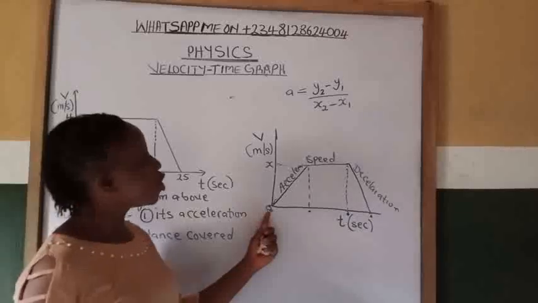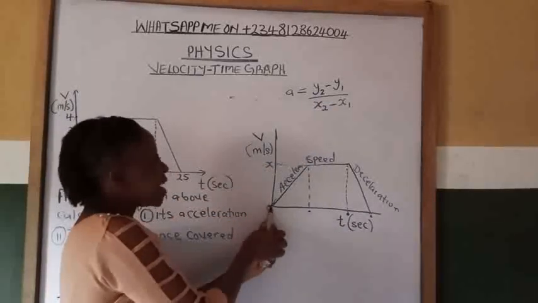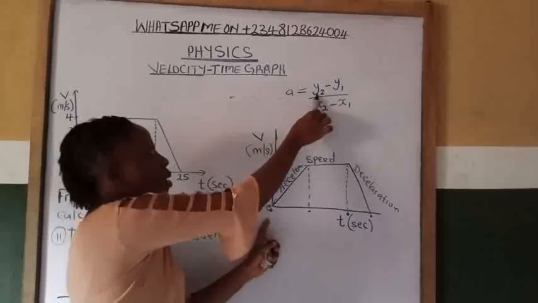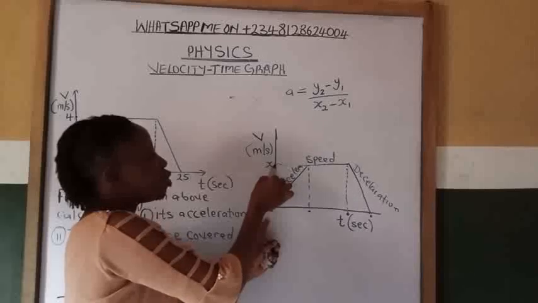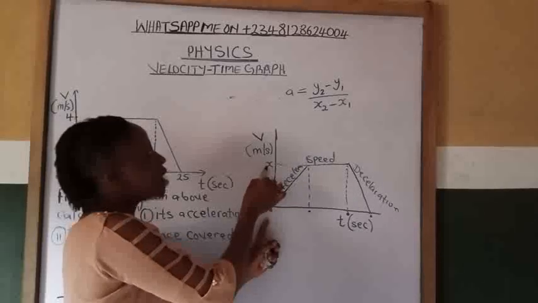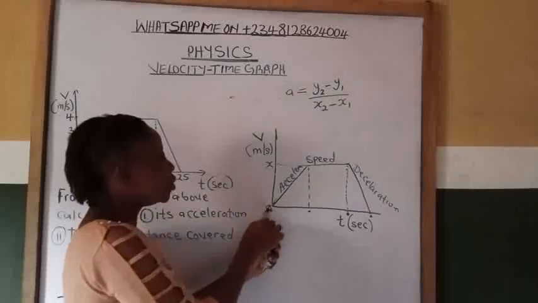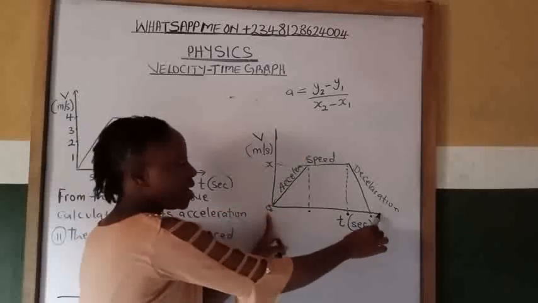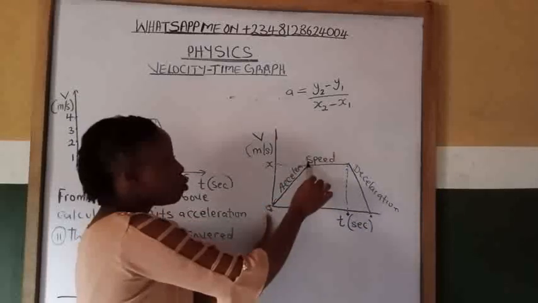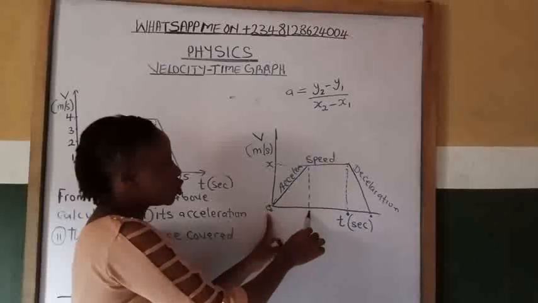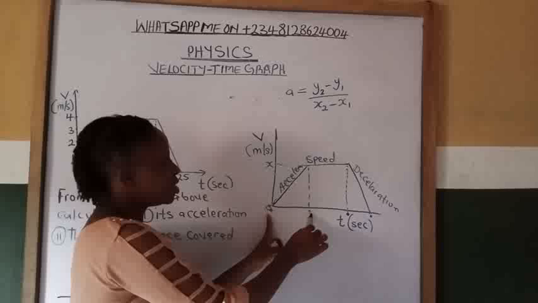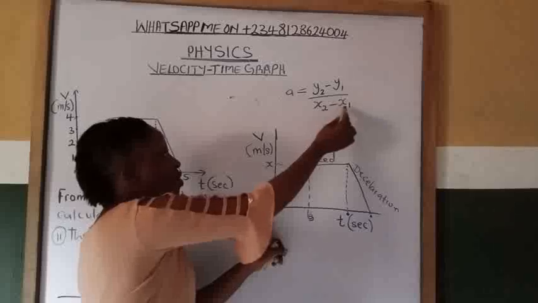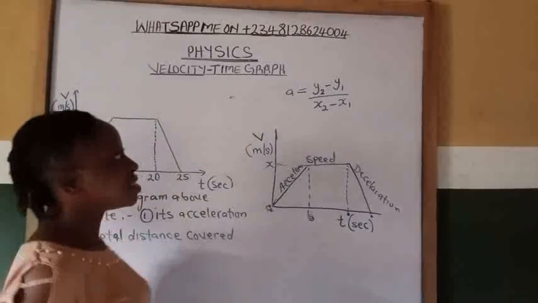According to this graph, what is our y2? Don't forget that the y-axis is the same thing as the velocity axis. So our y2 is the maximum. So this point is our y2, while our y1 will be the starting point, which is 0. The x-axis is your time-taken axis. So my x2 is where the object accelerated, this point. Let's call it B. So my x2 will be B, minus x1, which is 0, my starting point.